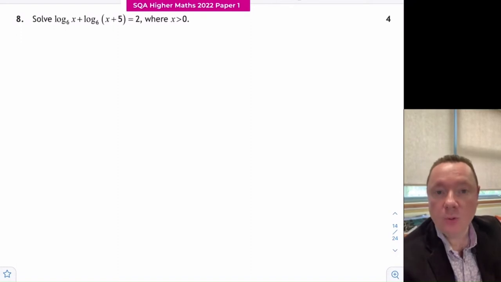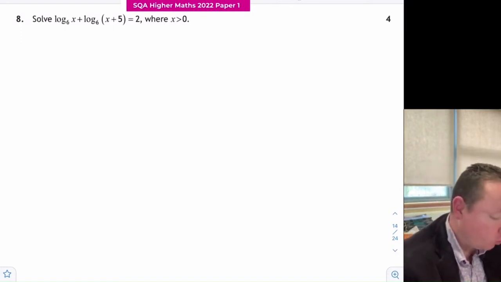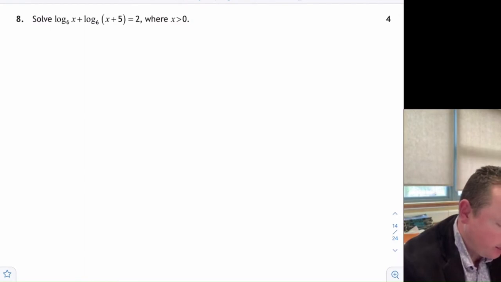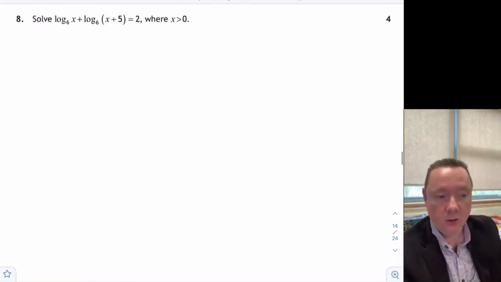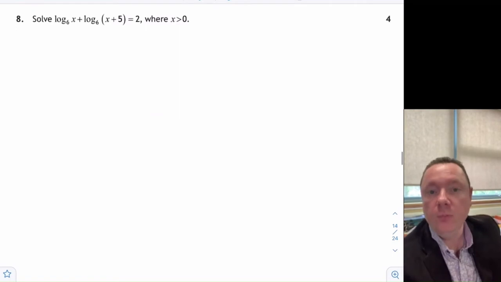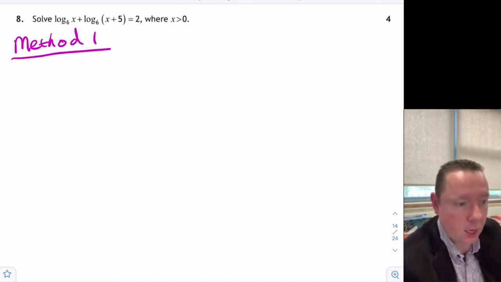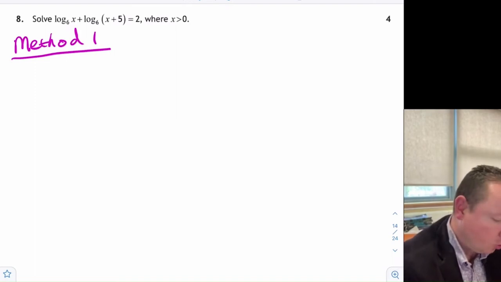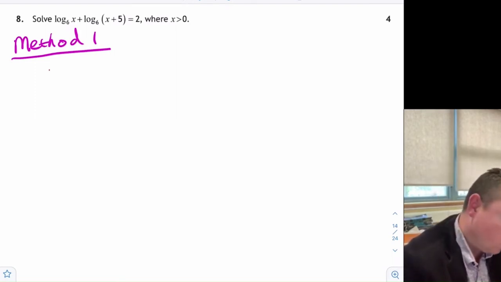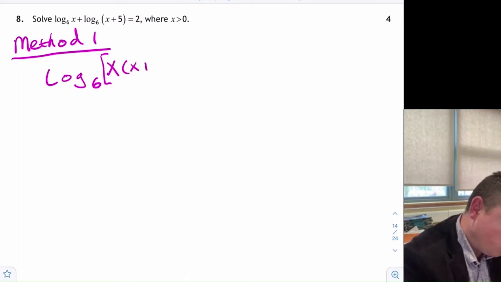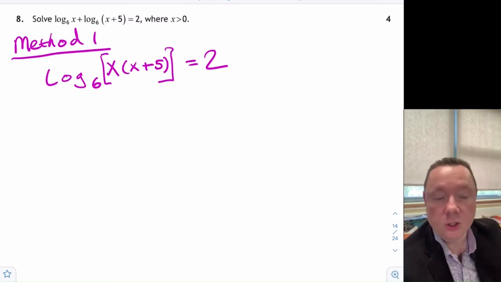SQA, Higher Maths 2022, Paper 1, Question 8. Solve log base 6 of x plus log base 6 of (x plus 5) equals 2, where x is greater than 0. There's a couple of different methods you could have used here, so I'll go through the alternatives for you. Let's call this one method 1. And the first method is to combine the two logs, the plus, into one single log. So we could write that as log base 6 of x times (x plus 5) equals 2. And there's your first mark there.